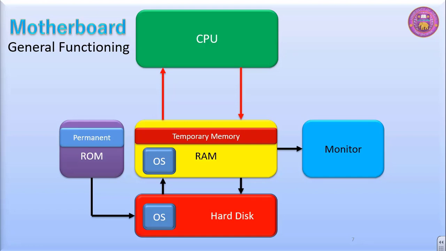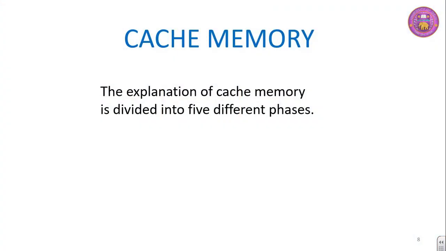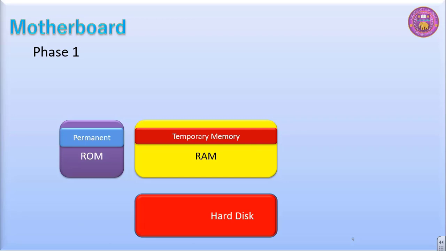Now we shall focus on cache. Without knowing this particular general functioning, it was difficult to understand the functioning of cache. Cache memory. The explanation of cache memory is divided into 5 different phases. Phase 1. On the motherboard we have ROM, which is permanent memory. Then we have hard disk, RAM. RAM is temporary memory. Then we have CPU.